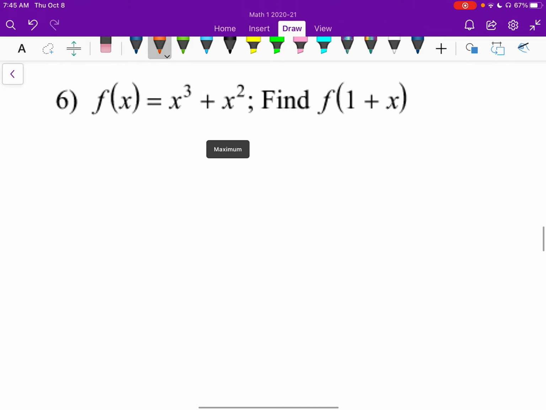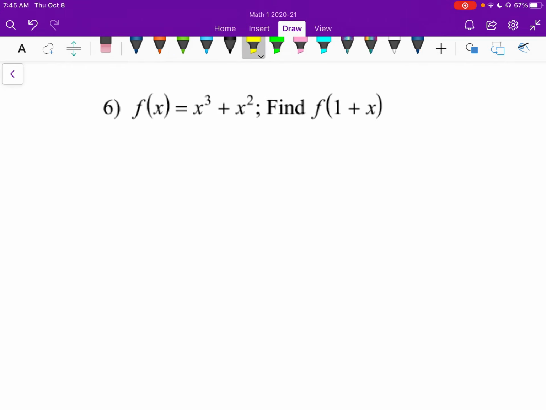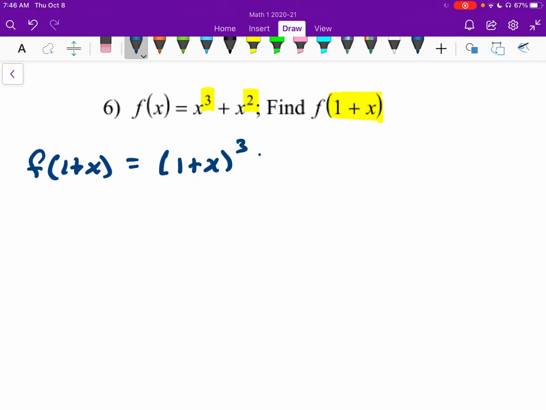Number 6. This one's going to take a while because we've got this cube and that squared there. This is going to be a long problem. So we're going to plug in 1 plus x everywhere that we see an x. So I'm going to say f of 1 plus x equals (1 plus x) cubed plus (1 plus x) squared. Now maybe you're seeing where this is going to be a long problem.